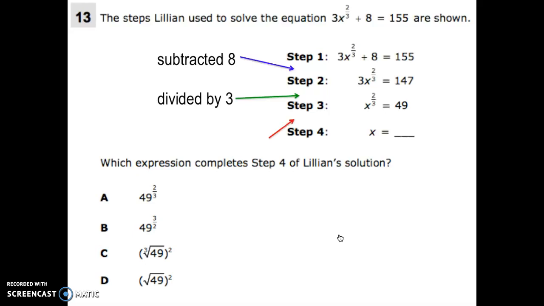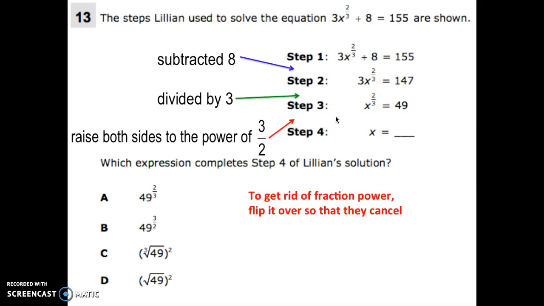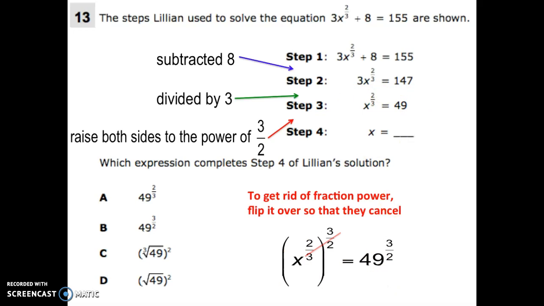The tricky one here is they're asking us to figure out what happens in step 4, or what the final expression will be. Remember, to get rid of the fractional power in step 3, the 2/3, we're going to flip it over so that they cancel out. So instead of 2 over 3, we're going to raise both sides to the power of 3 over 2. So 3 divided by 2 is going to be the new power. It looks like this: we put a 3/2 power on both sides. For the x to the 2/3 and the 49, the fractions cancel, and we're left with 49 to the power of 3 over 2. So the answer for 13 is B.